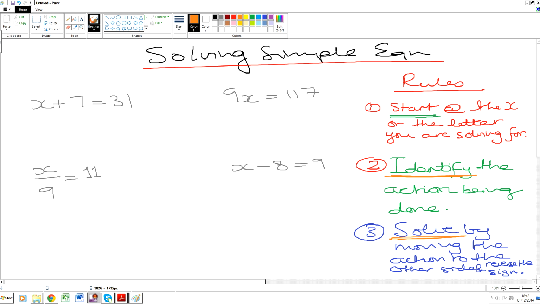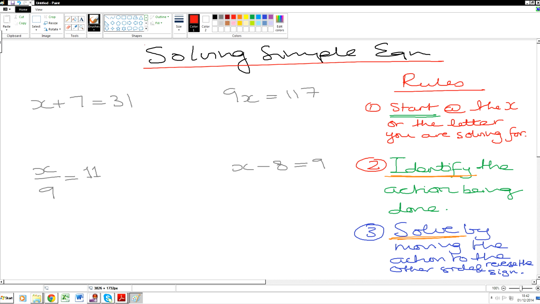So, rule. Let's have a look at step number 1. We start at the x, the letter you are solving for. So let's follow the rule and see where that gets us. First question, we start by looking at the x.